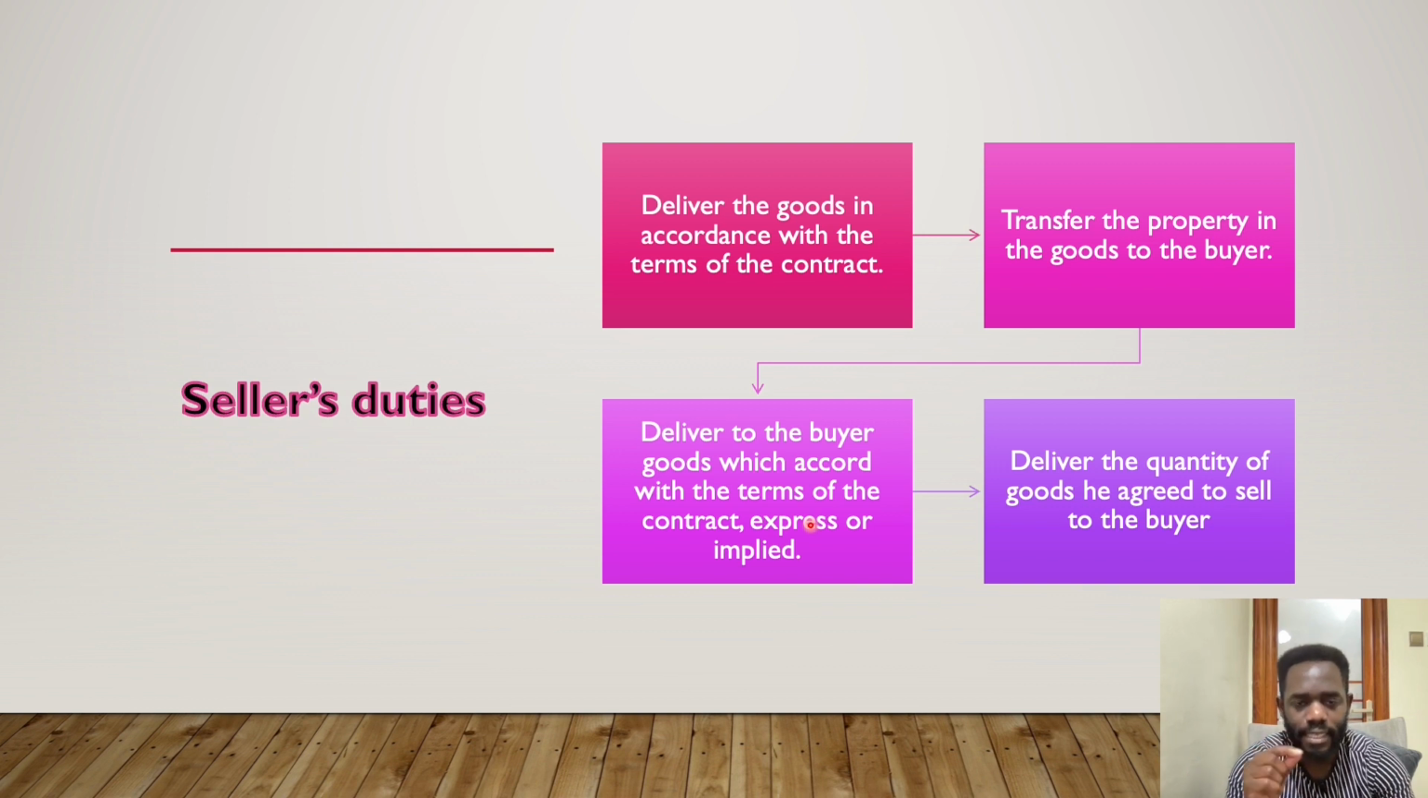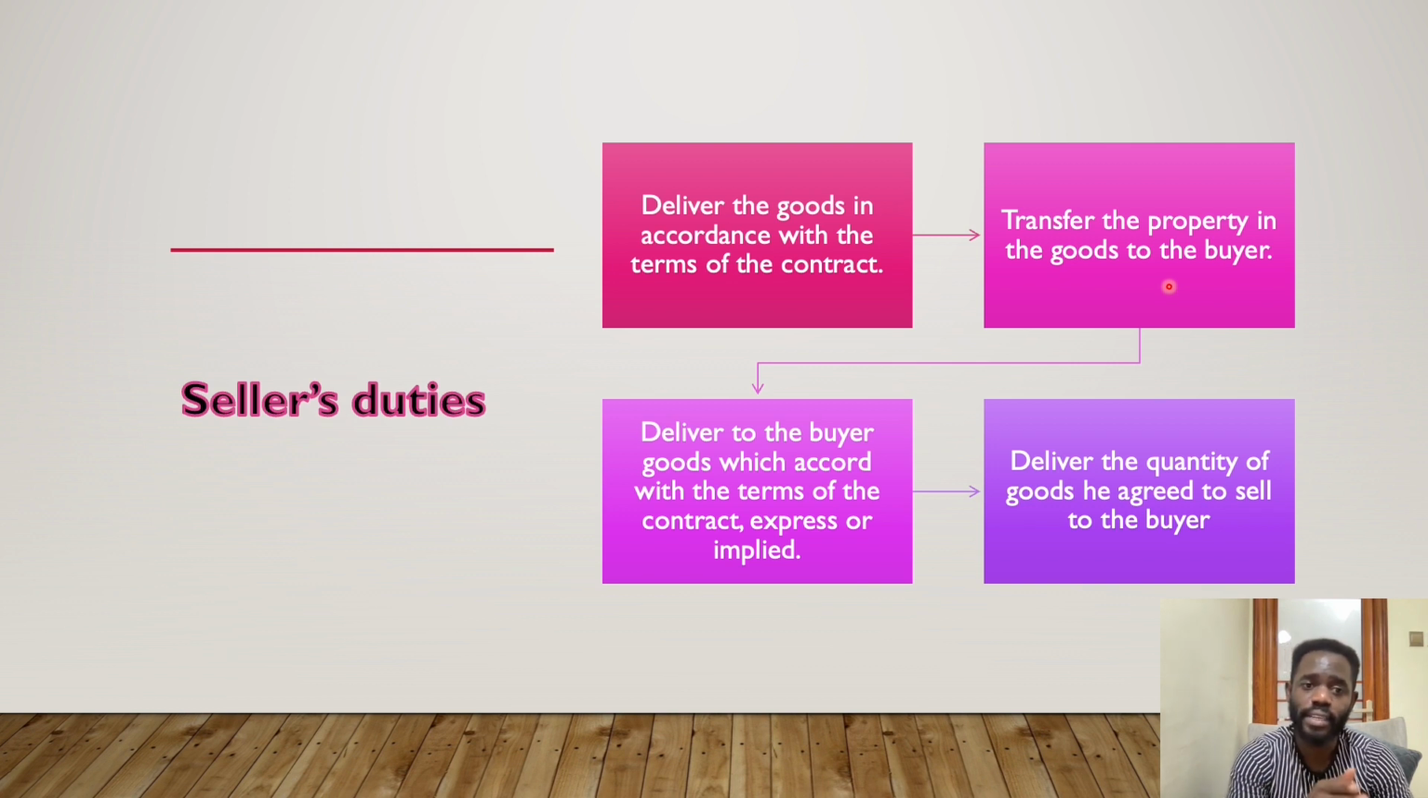Now, the next key duty for a seller, in this particular instance, Rogers is the seller, he has a duty to transfer the property in the goods to the buyer. Now, when I talk about transferring property in the goods to the buyer, what I mean is that Rogers must transfer ownership he had in the boxes of water to Linda.